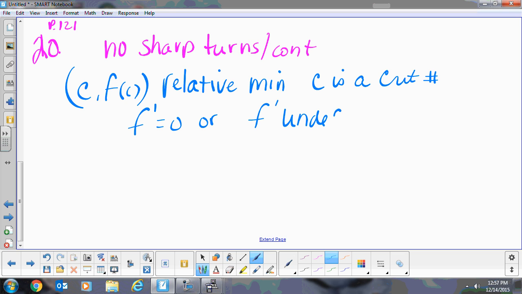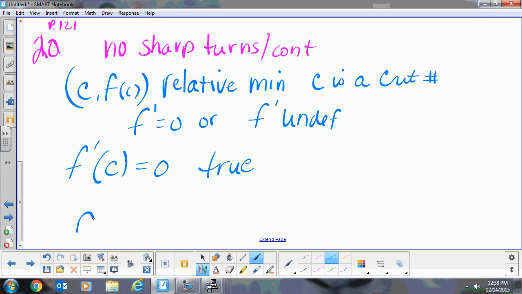Now, I have no clue what this is asking, but you see how I'm reading the question and asking myself, what do I know? It says C must be between A and B, which means C isn't A and C isn't B. Which of the following must be true? They're telling us that F prime of C is equal to 0. Is that going to be true or false? It's a critical number, which means it's going to be true.